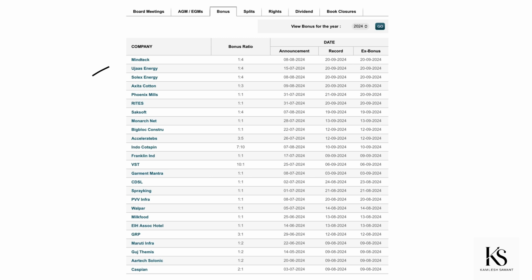Mindtech has declared bonus. Bonus ratio is 1:4. It was announced on 8 August 2024. Ex-bonus date is 20th September 2024. Acceleratabs has declared bonus. Bonus ratio is 3:5. It was announced on 26 July 2024. Ex-bonus date is 10th September 2024. CDSL has declared bonus. Bonus ratio is 1:1. It was announced on 2nd July 2024. Ex-bonus date is 23rd August 2024.